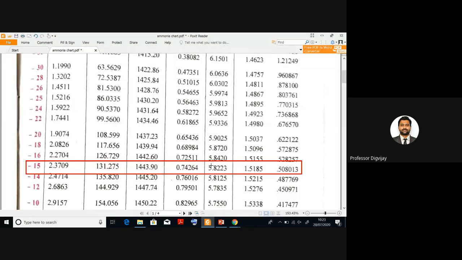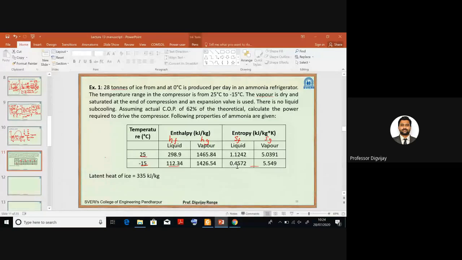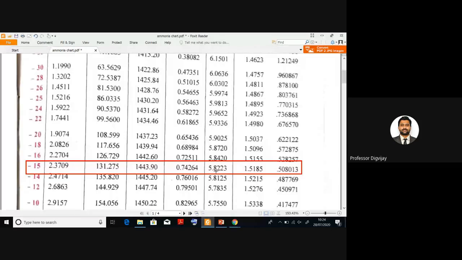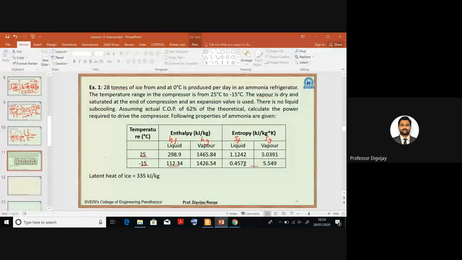Similarly, entropy SF here is given as 0.742, and there it is given as 0.4572. And Sg in this chart is given as 5.8223, and there it is given as 5.549. So Hg has nearby values, but SF and Sg have a huge difference. This is what I wanted to show you.